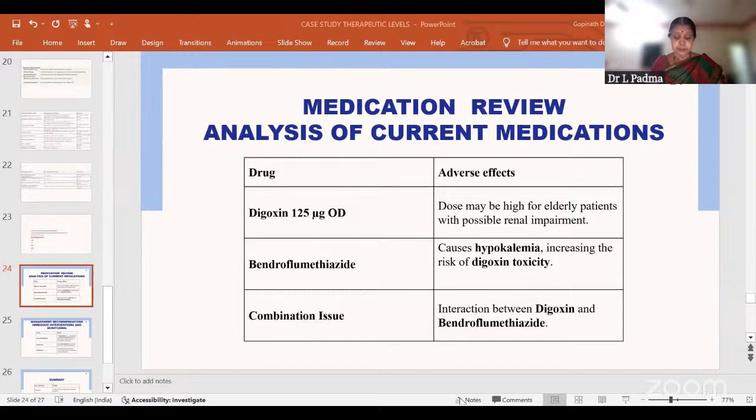The second option is commence gliclazide 40 mg OD and titrate the dose up over the coming weeks. Gliclazide is a sulfonylurea. So why have they chosen gliclazide here rather than glimepiride or glibenclamide or glipizide?